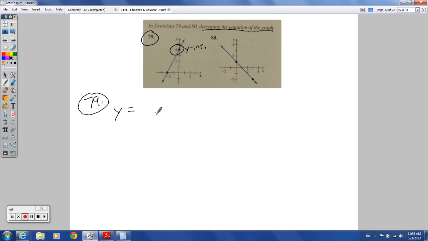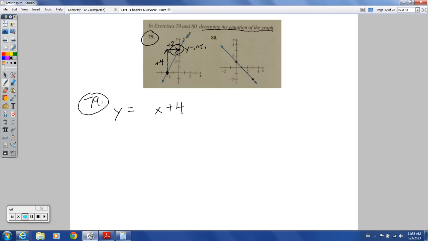And so for 79, I'm just going to leave the slope part blank for now. But I have whatever x plus 4. And notice from one point to another point, I'm going up 4. This is a rise of positive 4. And I'm going to the right 2. That's a positive 2 if I go up and to the right.